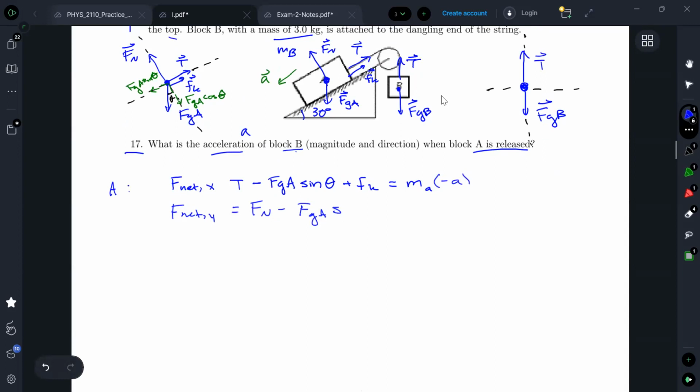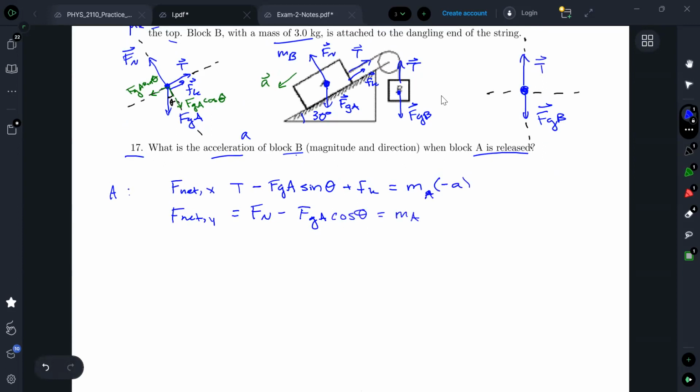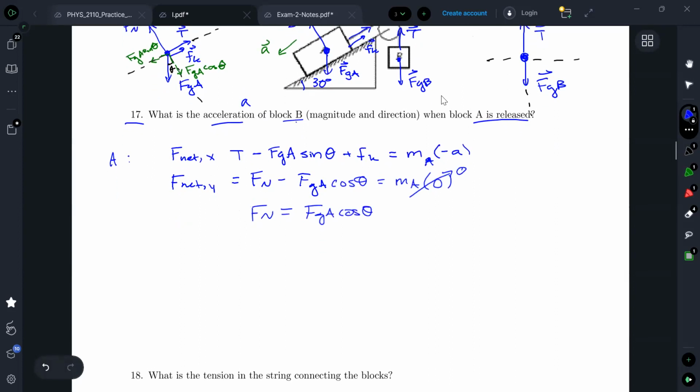So mass of block A, capital A, times the vertical acceleration, meaning away or towards the ramp acceleration, but that's 0. It's not leaving the ramp, it's sliding along it. So this whole thing goes 0. So the normal force is equal to FGA cosine theta. So I'm going to bank that for this next bit, which is, let's just jump to block B.